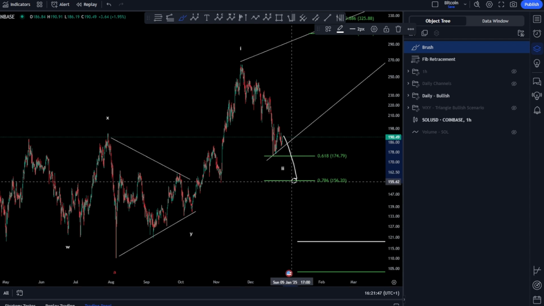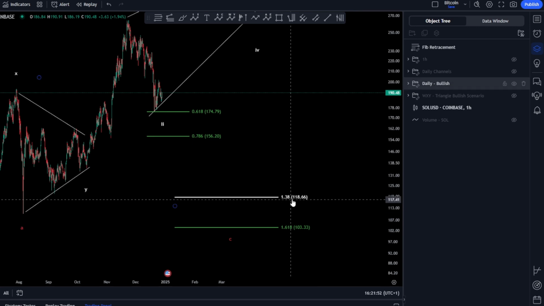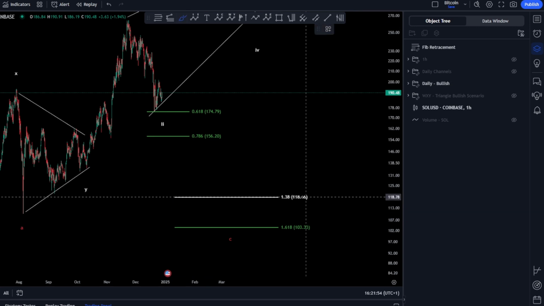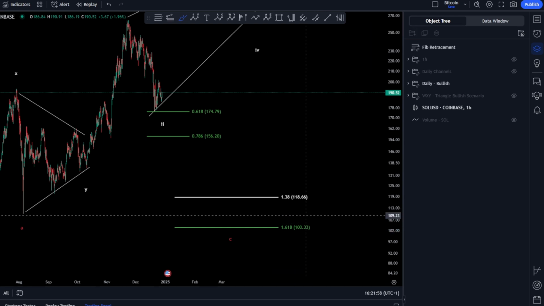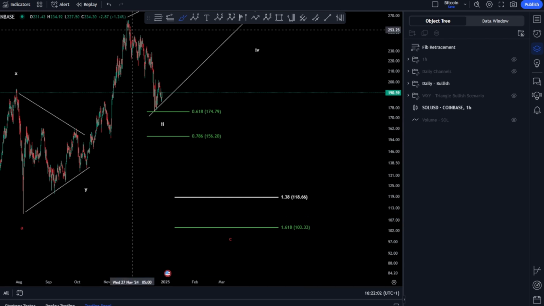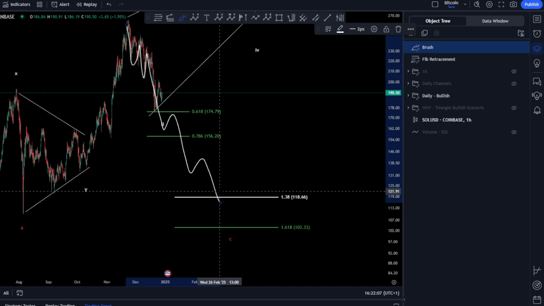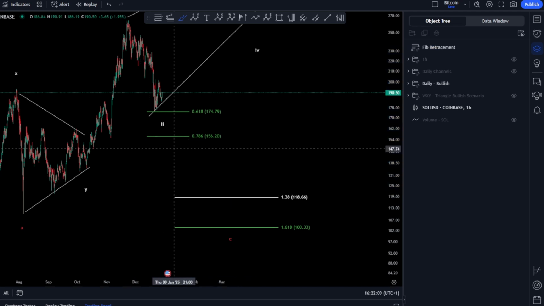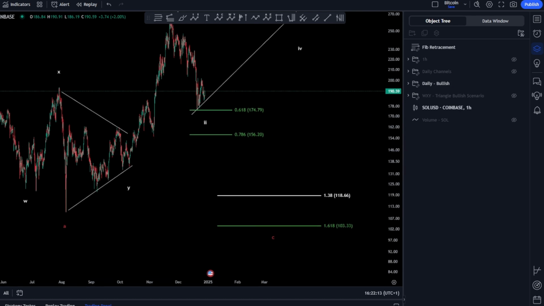and we break the 0.786. Definitely we are looking here for a $118 minimum target, and the maximum target would be the $100 or $103 at 1.618, and that would be in a double 1, 2, 3, 4, 5, 4, 5, guys, and then finishing this wave 4, big wave 4, and then start to move towards the upside.